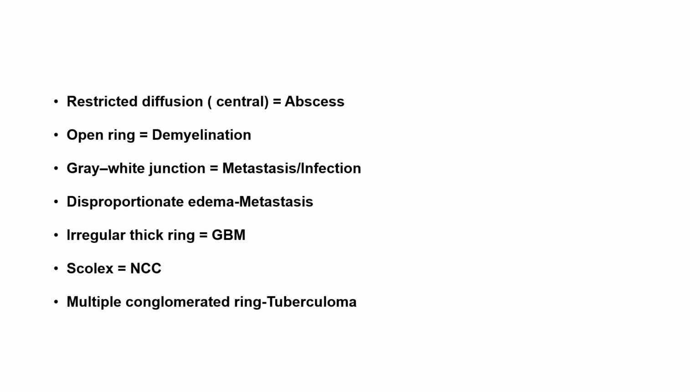Now the tricks to remember. Restricted diffusion can be seen in abscess. Open ring is seen in demyelination. Gray-white junction involvement is metastasis or infective. Disproportionate edema is metastasis. Irregular thick ring is GBM. Scolex is pathognomonic for NCC. And multiple conglomerated rings are tuberculoma.